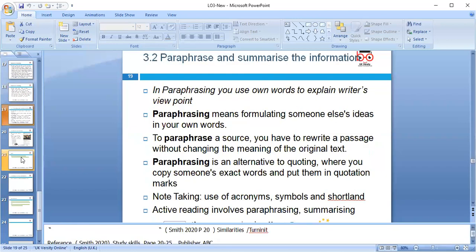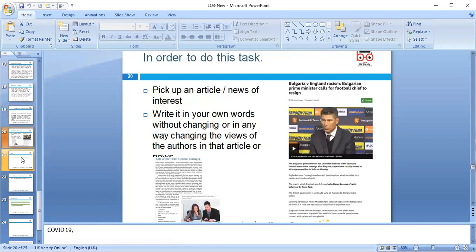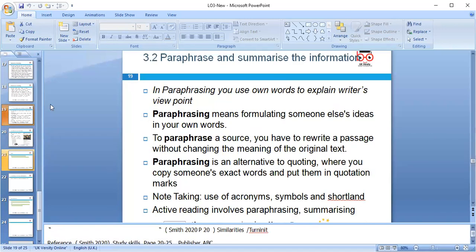Okay, then we have 3.2, paraphrase and summarize information, which is quite crucial. Paraphrase in your own words, because we have a similarity check, so make sure you do it and record accordingly. Paraphrasing means formulating someone's ideas in your own words. You rewrite the source passage without changing the meaning of the original text.